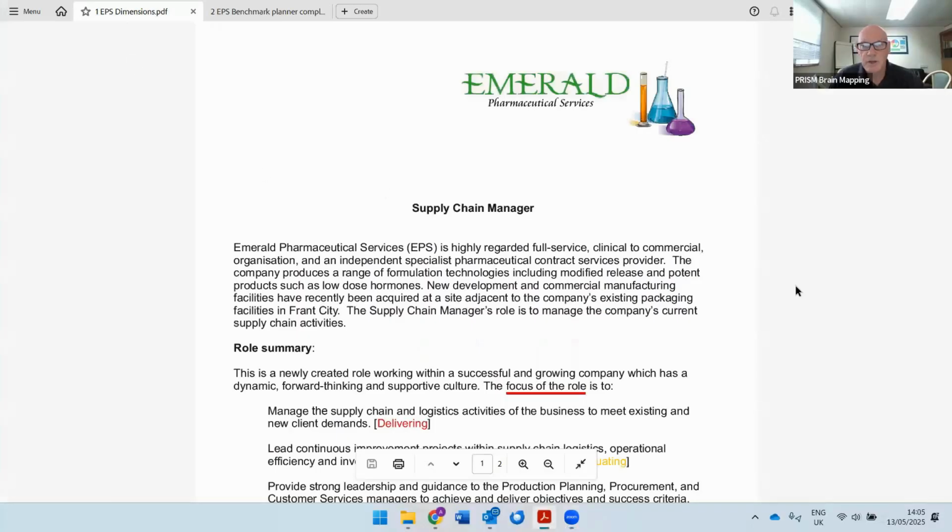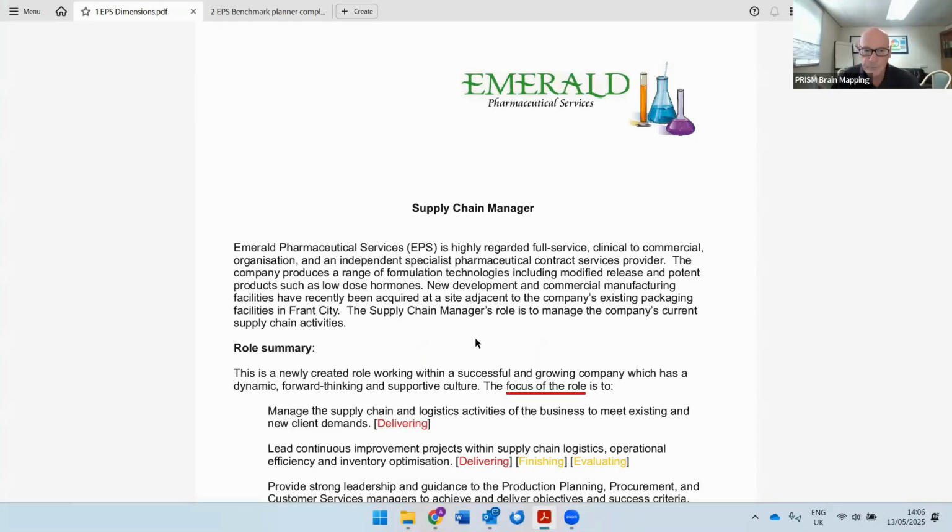Okay, so Lisa will no doubt tell me if you can't see this, but you should be able to see now the Emerald Pharmaceutical Services Supply Chain Manager. A little bit of information at the beginning: this is only 2 pages, this particular job profile. Some obviously are much more than that. One of the things that I find really useful when I'm looking at creating a benchmark from a job profile is to go through and underline where I think a particular dimension, a particular behavior is evident.